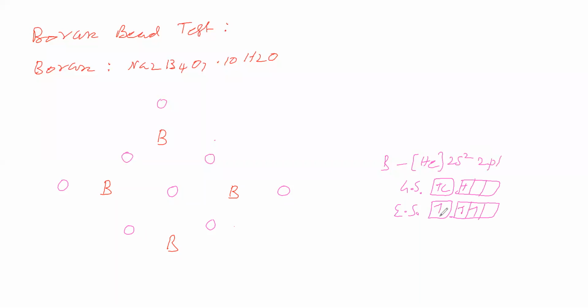Boron comes under group 3A, so boron can form 3 bonds. Boron is forming 3 bonds: 1, 2, 3, like this.